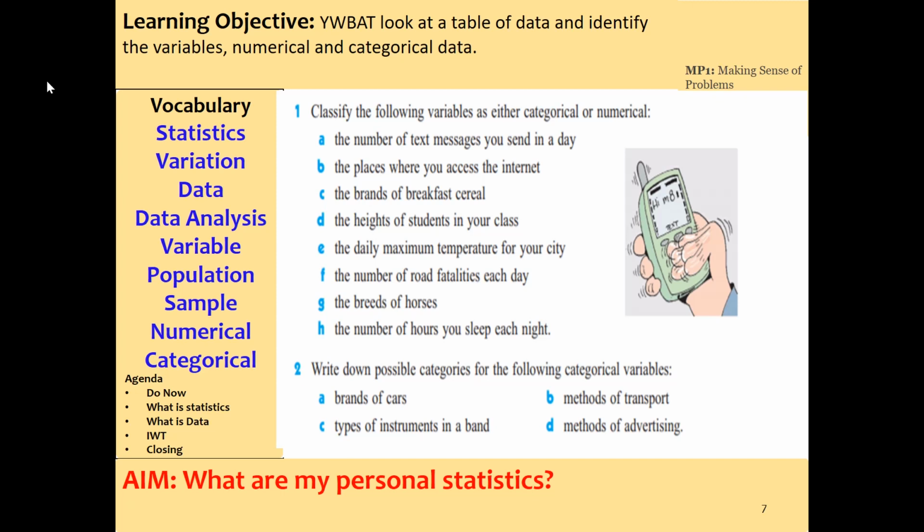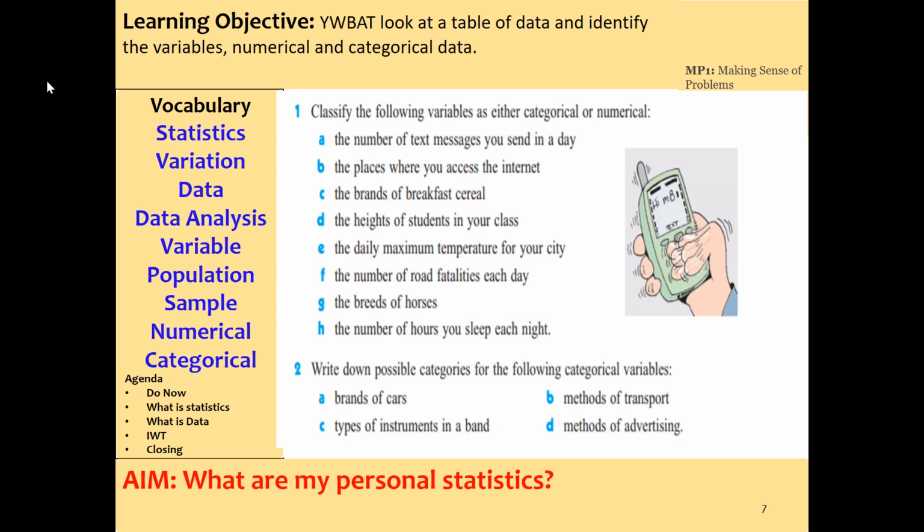A, the number of text messages you send in a day. Is that a number? Would you answer that with a number? It literally says number in the question, so it is numerical. B, the place where you access the internet. Now, you wouldn't answer that with a number. You would say, my home, a hotspot in the neighborhood. So that would be categorical. So for 1A, I want to see numerical, and for 1B, I want to see categorical.